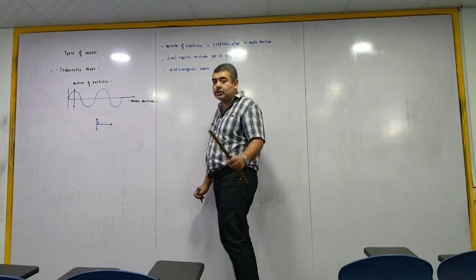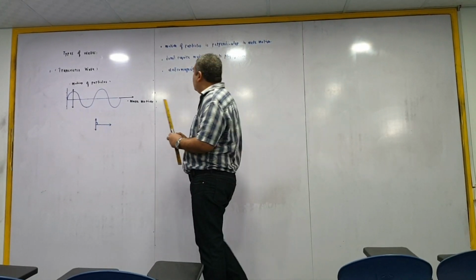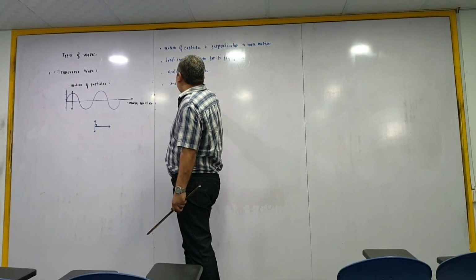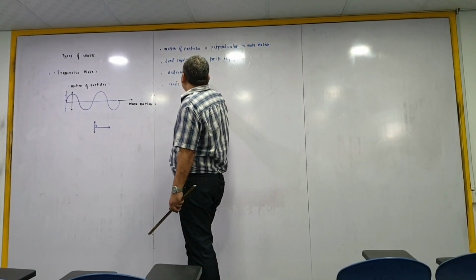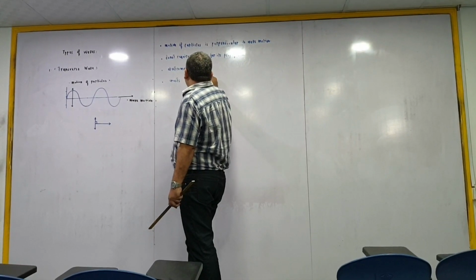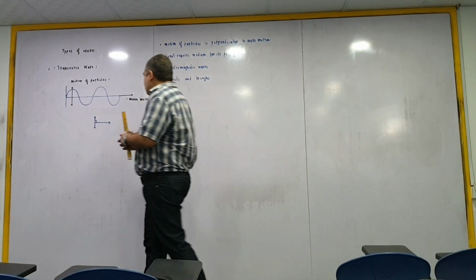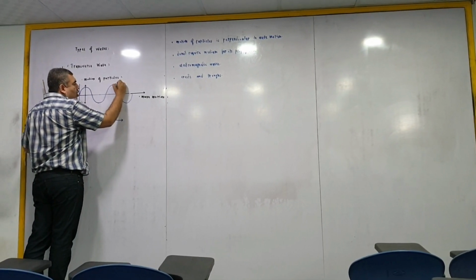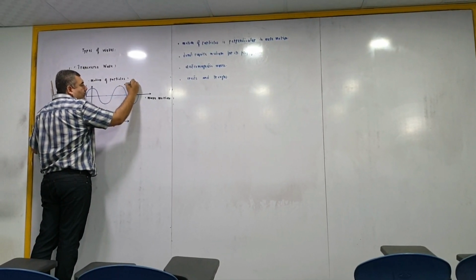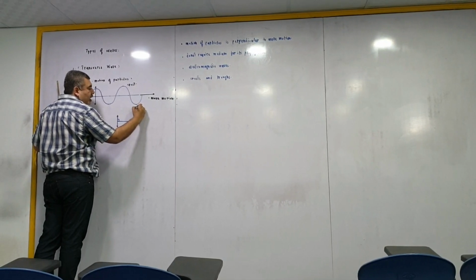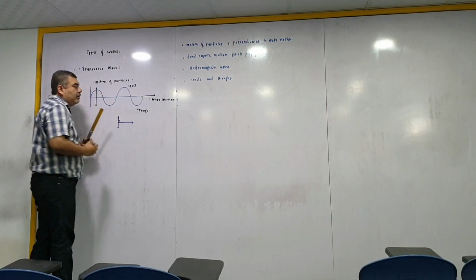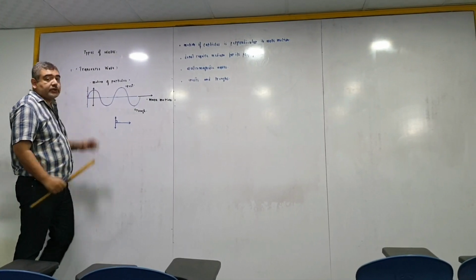And the most important characteristic of transverse waves is that they consist of crests and troughs. Now what are crests and troughs? We will discuss it later, but for the time being, the high points on the wave are called crests and the low points on the wave are called troughs. So this is the concept of a transverse wave.